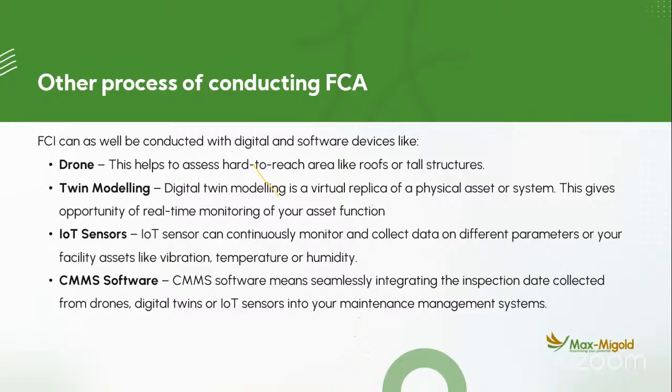Then CMMS software. I told us what CMMS means yesterday. That is computerized maintenance management system. CMMS software means seamlessly integrating the inspection data collected from drones, digital twin, or IoT sensors into your maintenance management system. With your CMMS, you can easily draw up your maintenance plan. You can raise your work request, get that work request approved, and turn it to work order. You can make your plan.